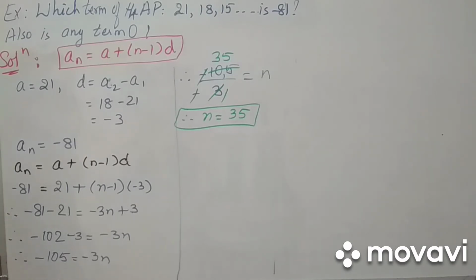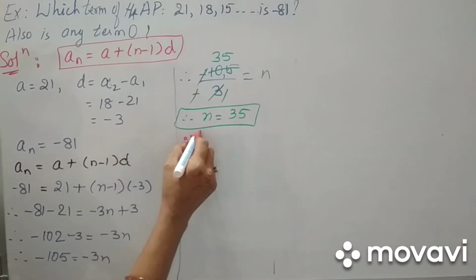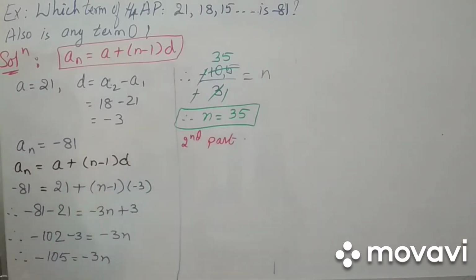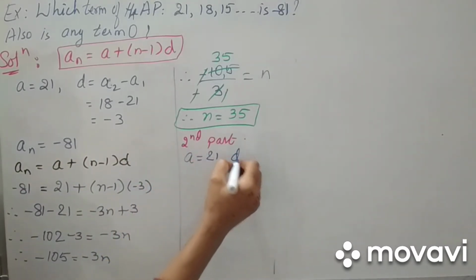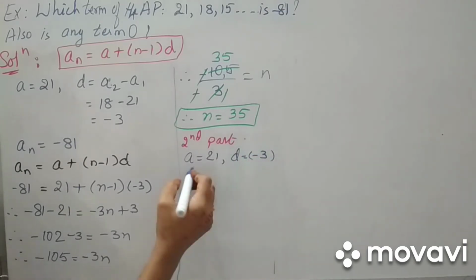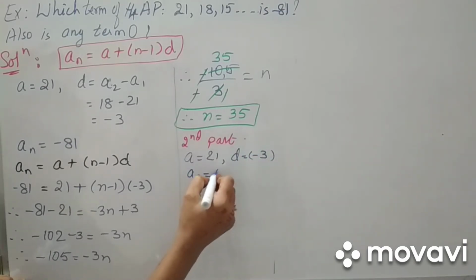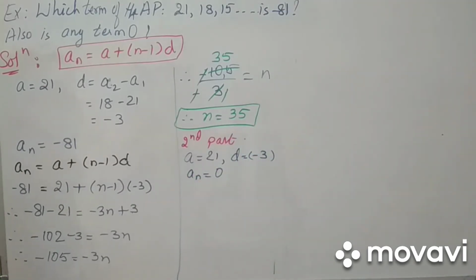An is equal to second part, where An is, all things are same, only our An is changing. What is A? A is same, 21, B is minus 3, and An will become my 0. Now put it in the formula once again.